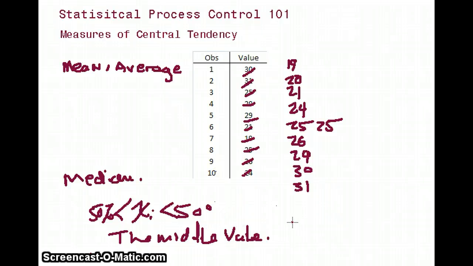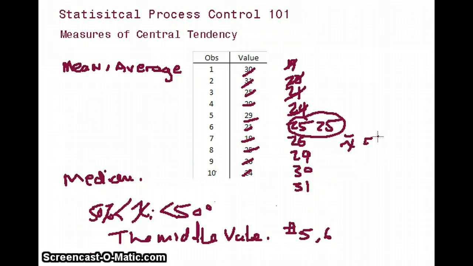And if we just start counting, we know there are 10, so the middle value will be the value between values number 5 and 6. So 1, 2, 3, 4. This is number 5 and this is number 6. So we take the average of 25 and 25, which happens to be 25. So the median for this series of observations is also 25. X bar is equal to 25 and the median is equal to 25.